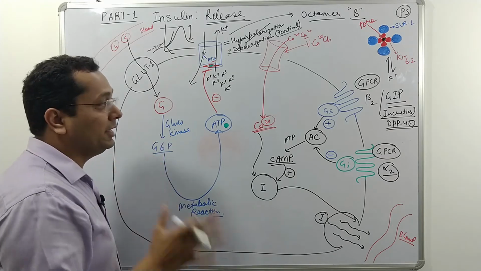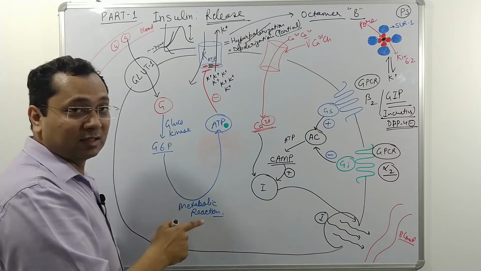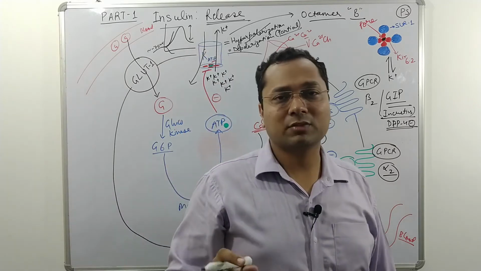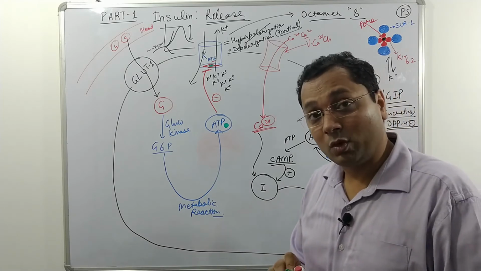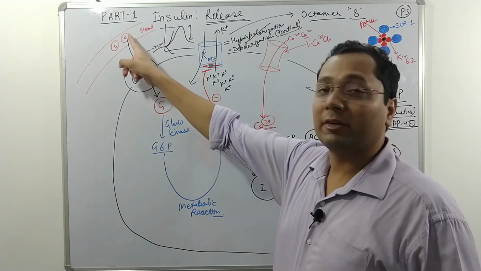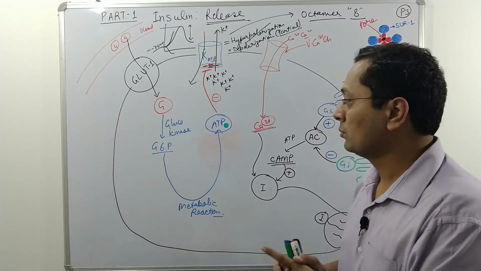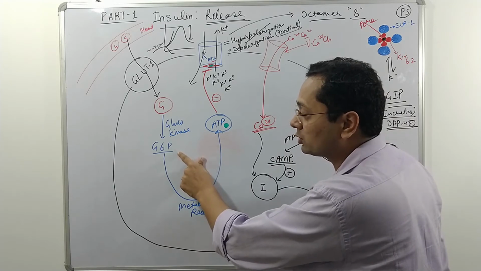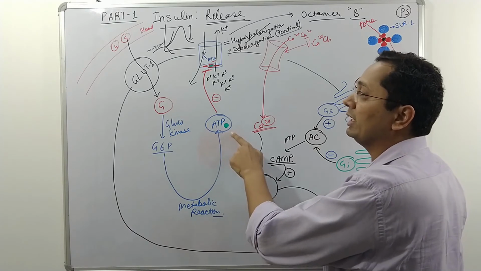So I need you to very clearly and very strongly learn this diagram, understand this, and once you understand this, insulin release and all the oral hypoglycemics will be very easy things for you to understand. So I'm reviewing this once more. Whenever we have taken something, there will be a high concentration of glucose. Now this glucose will be transported by GLUT1 inside the cell. Now this glucose will be acted upon by the enzyme glucokinase into glucose 6-phosphate, and there will be a series of metabolic reactions that will lead to conversion of this glucose into ATP.